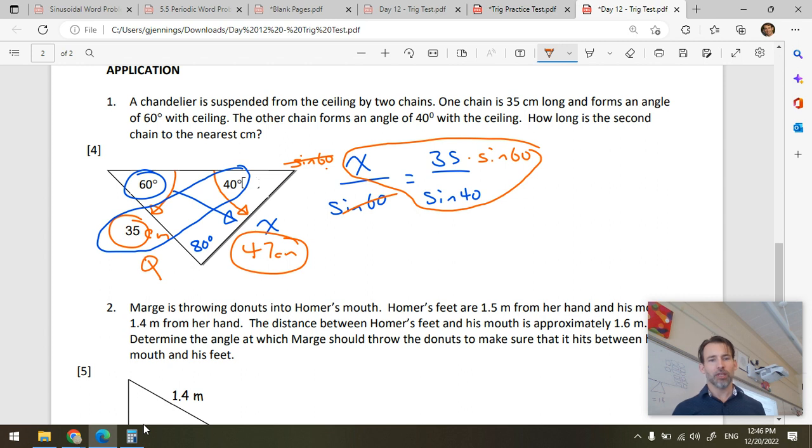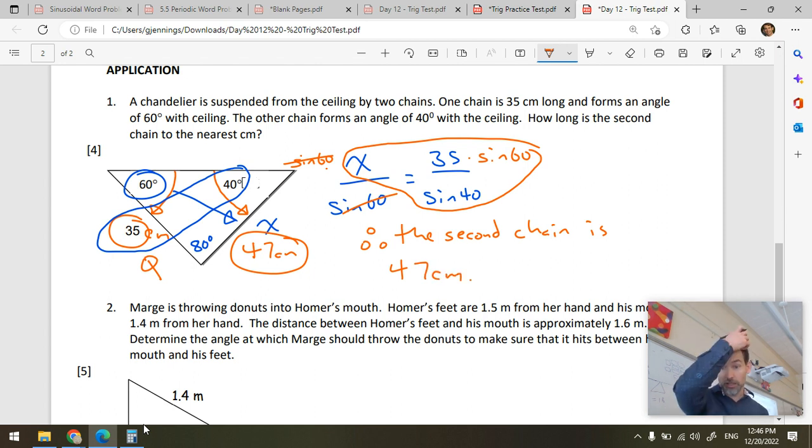And so then we're going to finish with a therefore statement. Therefore, the second chain is 47 centimeters.